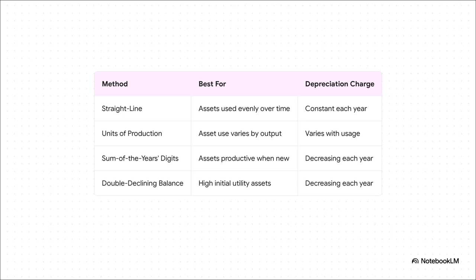You've got straight line, the simple, reliable one where the expense is the same every year. Then there's units of production. This one's all about usage. After that, we have the 2 accelerated methods, sum of the year's digits and double declining balance. These are for assets that are super productive when they're brand new, so they have a higher expense up front. We're going to dive into each one now.